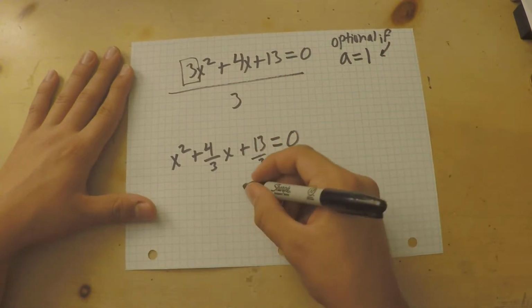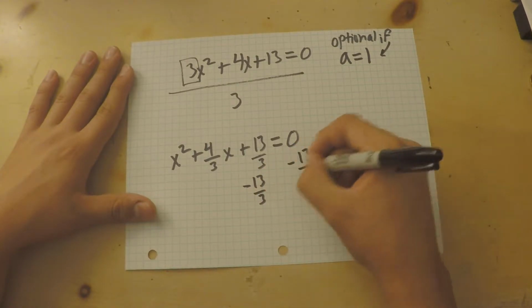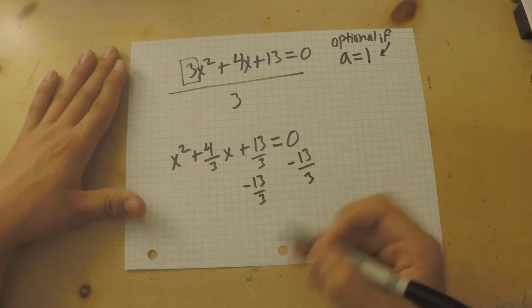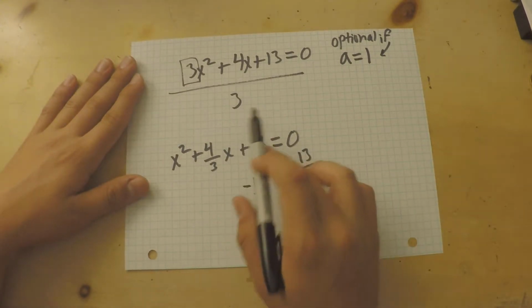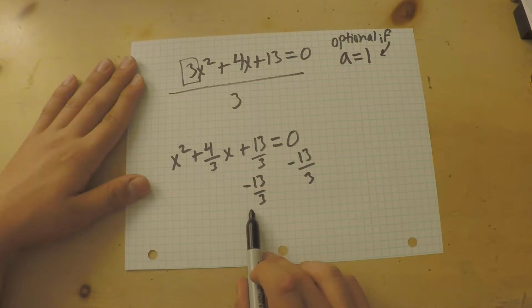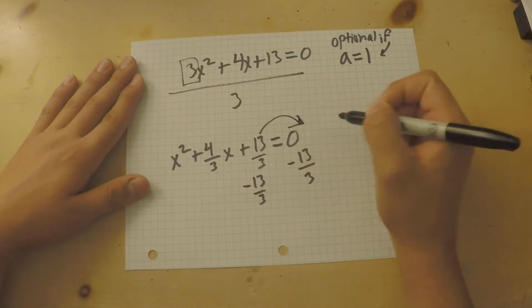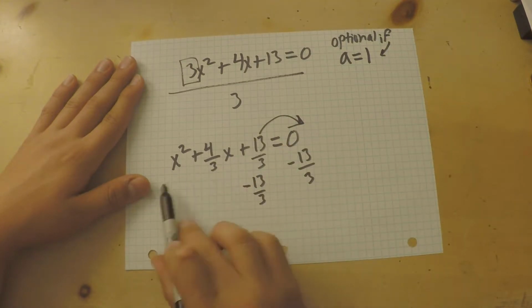Next step is to subtract the c value, which is now 13 over 3, because the a value was divided. This allows us to move the c value to the other side of the equation, isolating the x's even more.